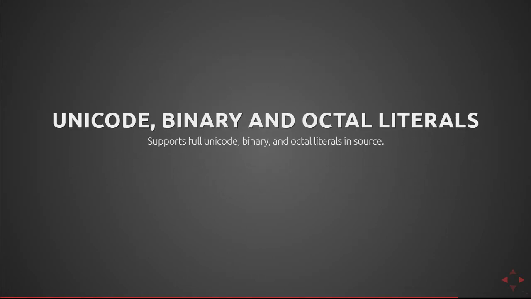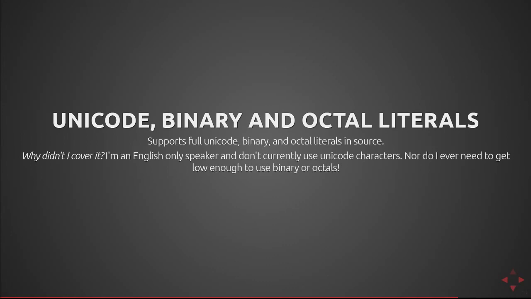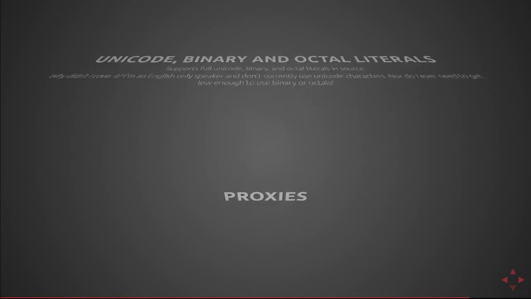Next, we'll cover Unicode, binary, and octal. These are all literals that support full Unicode, binary, and octal in source code. So if you wanted to use a binary notation, if you wanted to use octals or Unicode characters such as Chinese characters or other forms of accented characters that you don't have in your standard ASCII availability, you can go ahead and do that now in ES6 and it'll convert that for you. I don't cover it because I'm an English only speaker and don't have to deal with this. I have never had a need for binary or octals, but if you do something with graphics in JavaScript, that might be more likely.